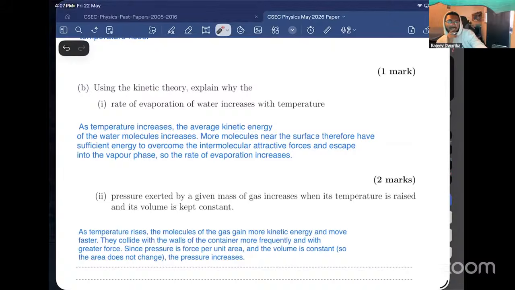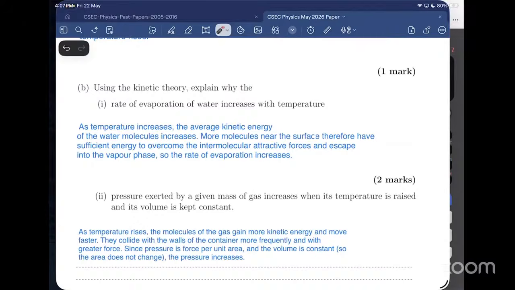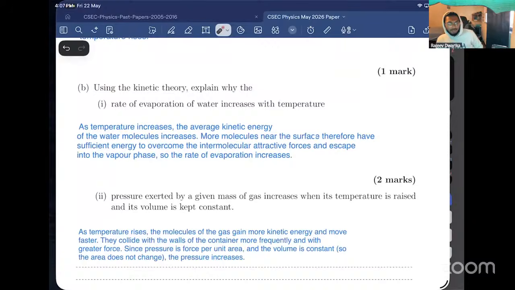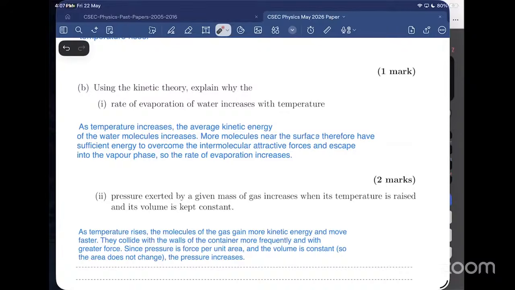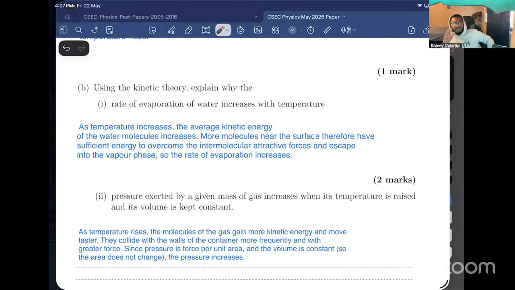They won't take off marks for the laws. They wanted kinetic theory. Oh, okay. I still get the mark. Basically evaporation, I put the kinetic energy. I think they would just scratch it off, or would it be dark marks? They might just scratch it off.